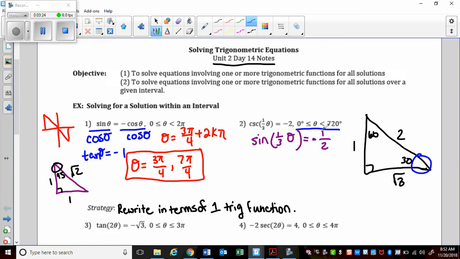Now, we need to know when sine is -1/2. That's not at 30 degrees because that's in quadrant 1, and sine and cosine are positive. So I need to know where sine is negative. Sine is negative in quadrant 3 and in quadrant 4. So in this quadrant, this is 180 plus 30 degrees, which is when my 1/3 theta equals 210 degrees.